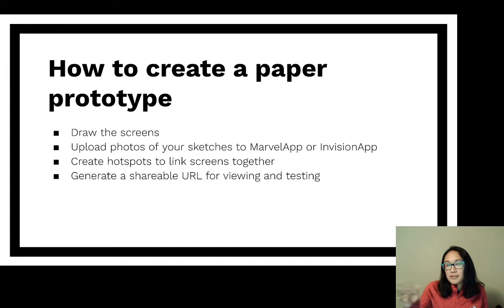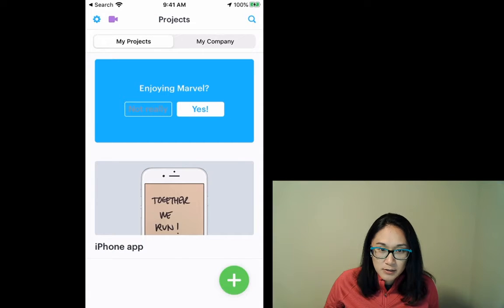So here's a quick step-by-step of how to create a paper prototype, at least the digital manifestation of it. It won't be too complicated. First, you'll draw the screens, which you've done. Second, you will upload the photos of your sketches to the software, which you're about to do. Third, you'll create hotspots to link those screens together. And fourth, you'll generate a URL so that you can send it to your friends or to someone on your design team for more feedback. So I am going to go ahead and switch over my view to here.